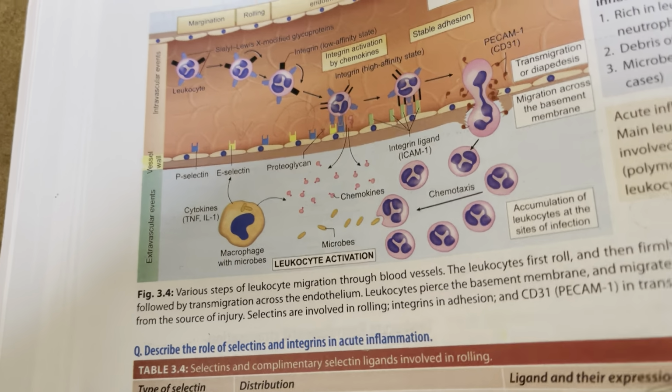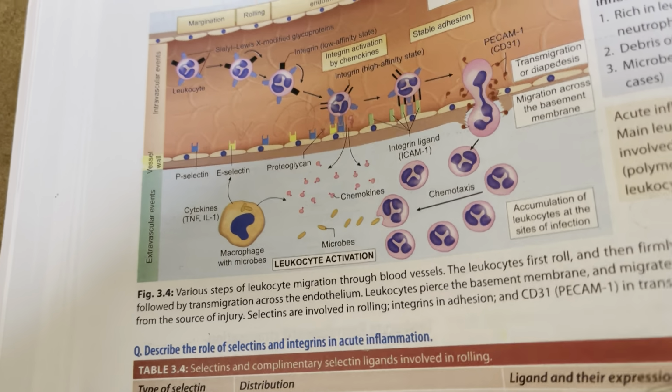Types of integrins: you have beta 1 and beta 2 integrins. Beta 1 integrins are located on the monocytes and T cells. Whereas the complementary ligands, for beta 1 it is VCAM, and for beta 2 it is ICAM. So vascular cell adhesion molecule and intercellular adhesion molecule, VCAM beta 1, ICAM beta 2.